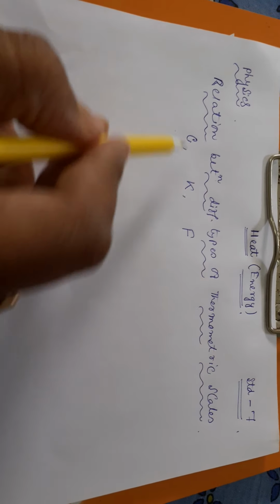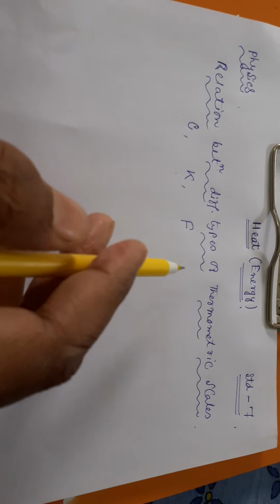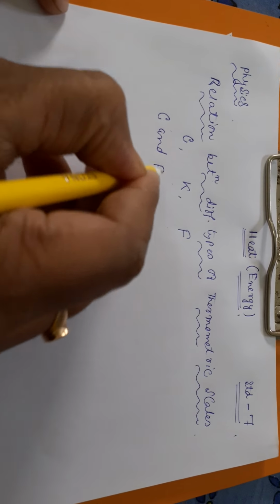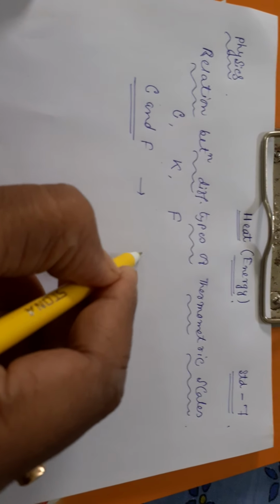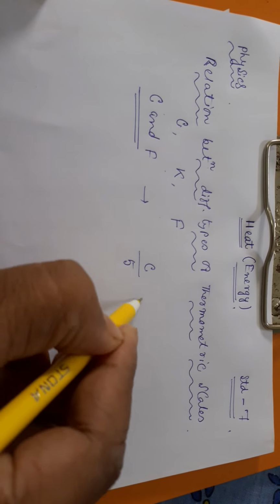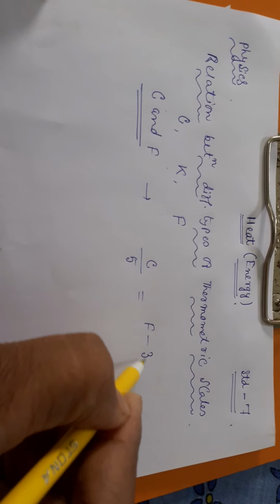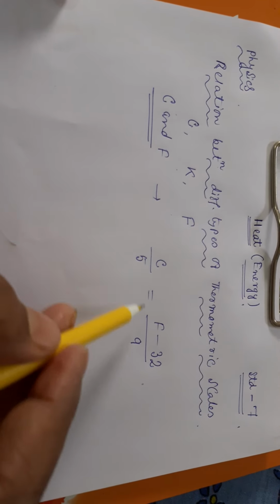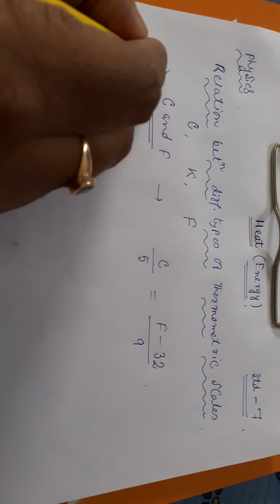We know Celsius, Kelvin, Fahrenheit. So the relationship between C and F. If you are talking about the relationship, then we all know that C by 5 is equal to F minus 32 divided by 9. So this is the first relation between Celsius scale and Fahrenheit scale.